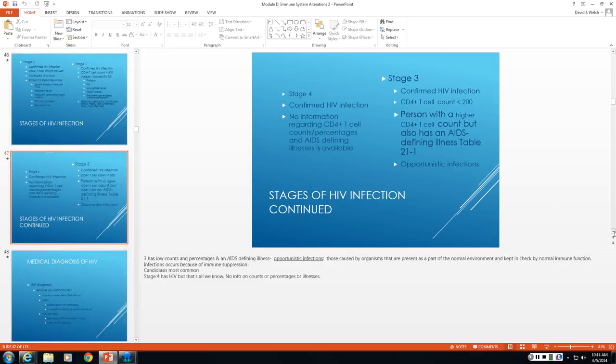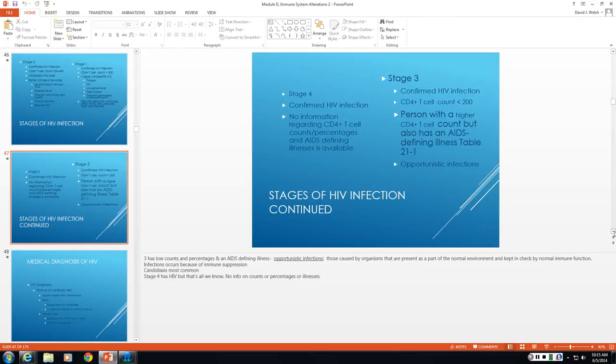Now, stage 3, we're going to talk about, of course, they have confirmed HIV infection. Their CD4 and T cell count is going to be less than 200. These people are usually going to have an opportunistic infection. Like I said before, a person with a higher CD4 and T cell count, but also has an AIDS-defining illness, if you look on table 21.1 in IGI, this will show you that. They can also be considered a stage 3.